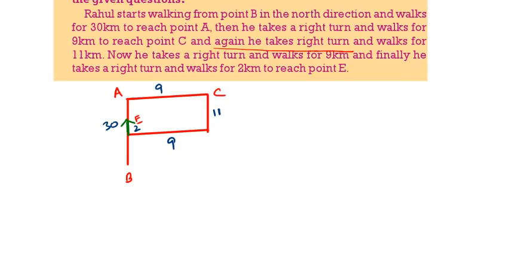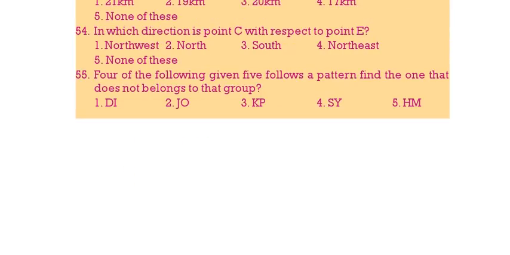See here, A to C is 9, C to this one is 11, again west is 9. Again taking north to E is 2 meters, and A to B is 30. Now what is the distance between A and E? This is 11, this is 2, this will be equal to 9. 9 plus 2 is 11. Now we will see the questions.